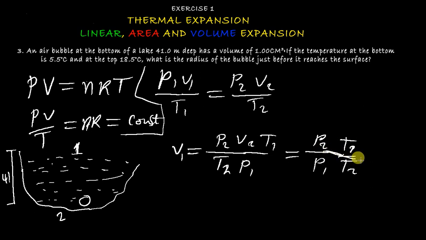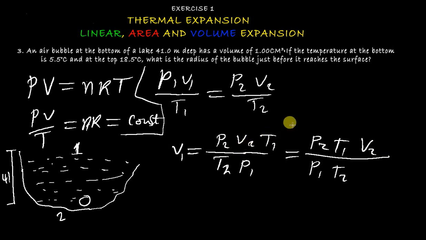Let me just draw one division line and write them properly. So I'm going to say P2 over P1 times T1 over T2, and then multiply everything by V2. So V2 is just the volume at the bottom of this lake.